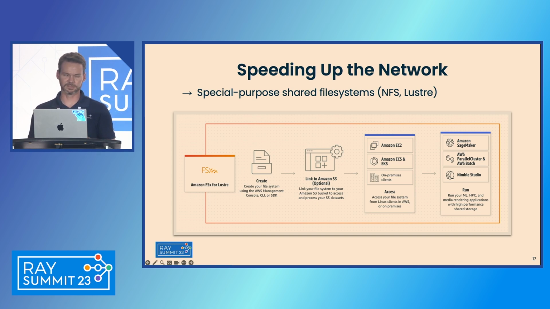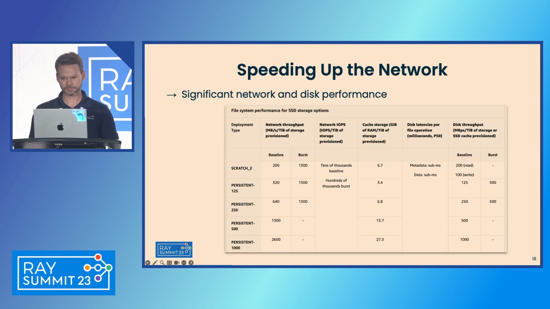And that has microsecond latency, gigabits per second of throughput, and millions of IOPS. So it's really fast, and it basically acts as a high-performance cache that appears as a Linux file system. So you can really maximize throughput here. This table shows you how fast that thing can go.